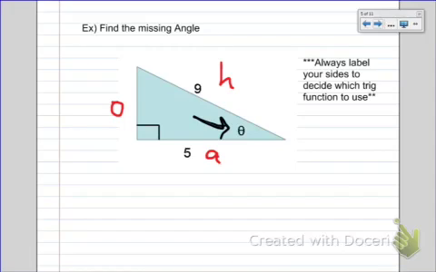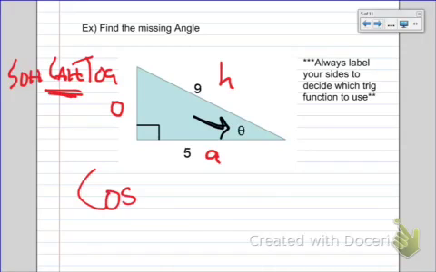So which trig function does A and H go with? Well, I'm going to remember SOHCAHTOA. A and H, that's with the C, the CAH. So cosine of my angle equals adjacent 5 over hypotenuse 9. So the cosine of theta equals 5 over 9.